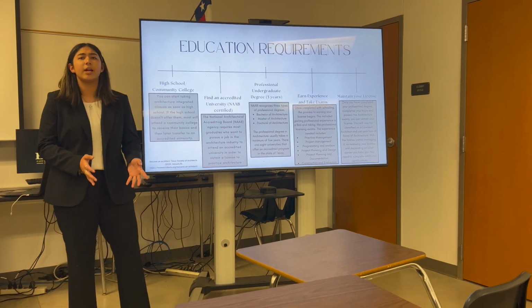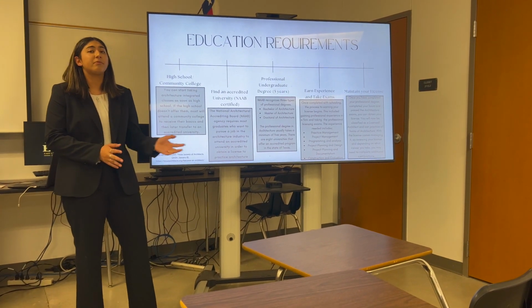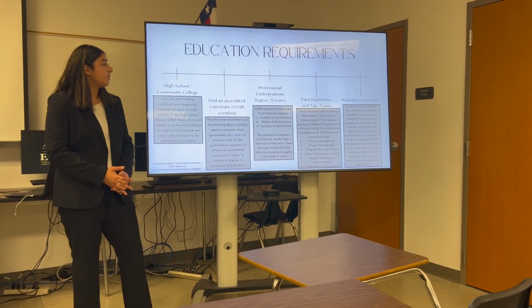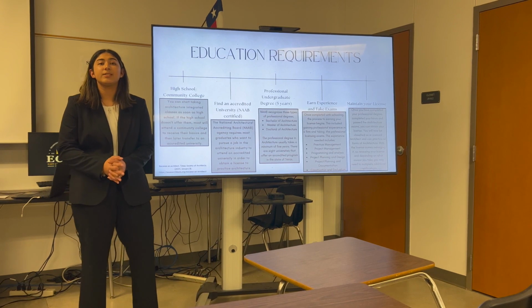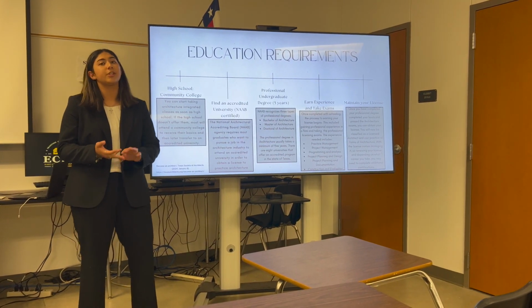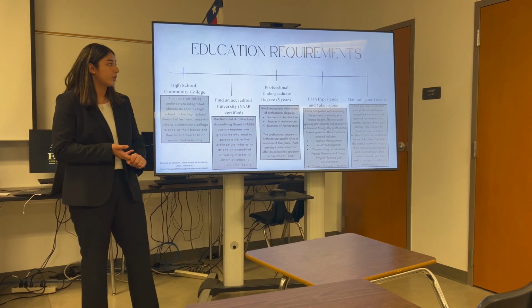And your professional undergraduate degree usually takes a minimum of 5 to 6 years, just depending on what university you do decide to go. And this program recognizes 3 professional degrees in architecture: the Bachelor's of Architecture, your Master's of Architecture, and your Doctoral of Architecture.